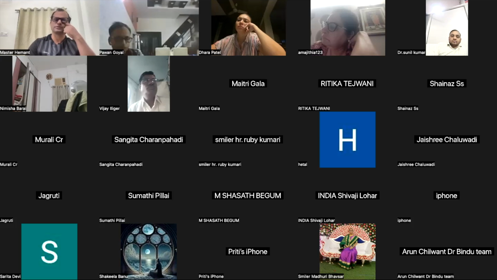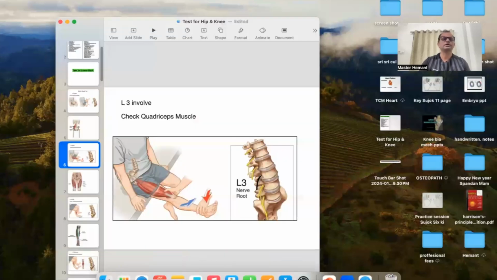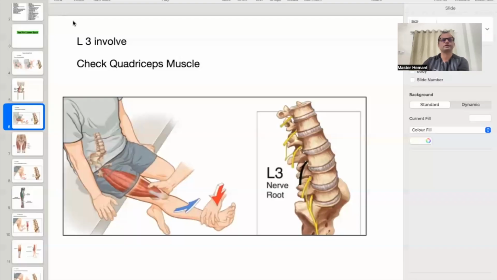So the quadriceps muscle is having connection with lumbar 3 vertebra. So how to check the lumbar 3 vertebra? We do this testing. Look at here.